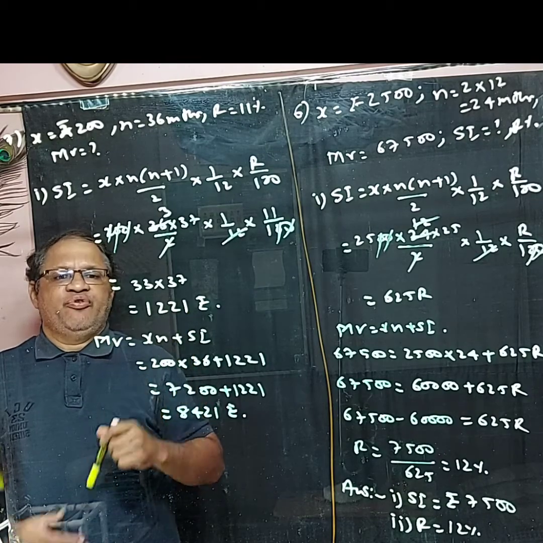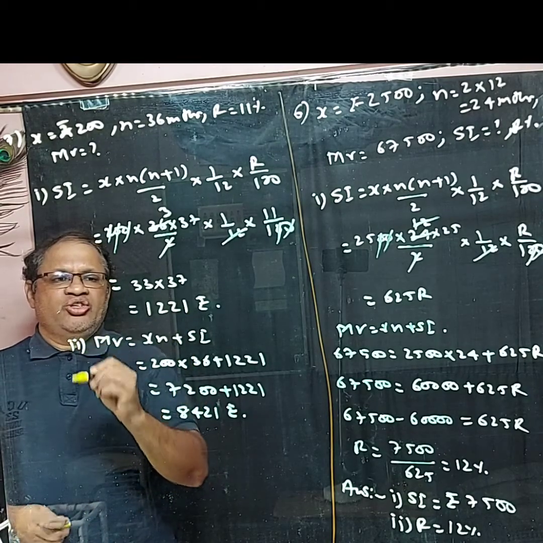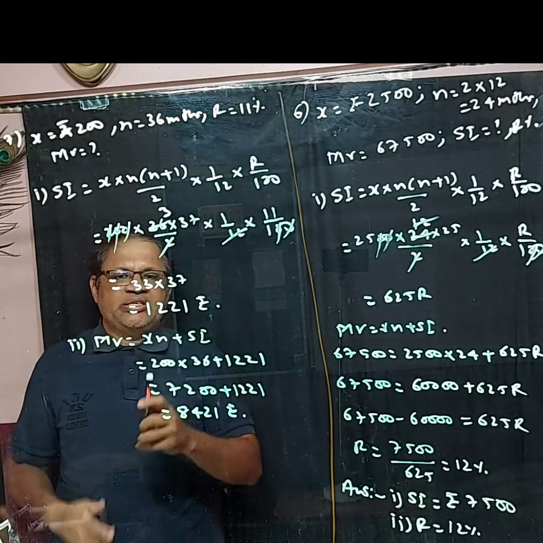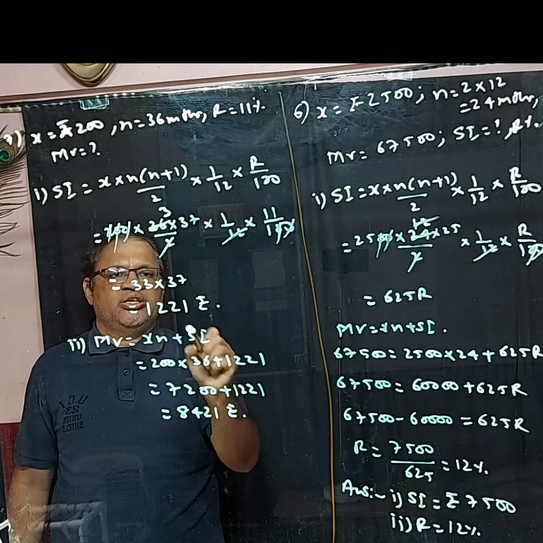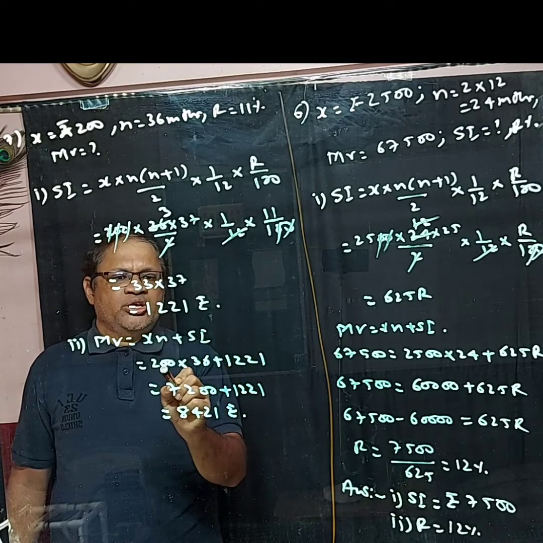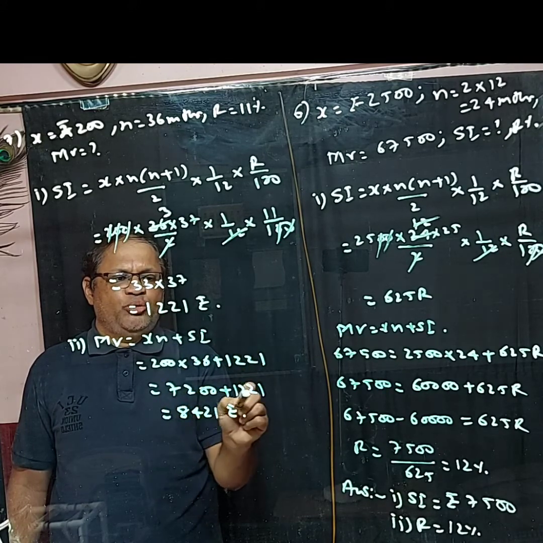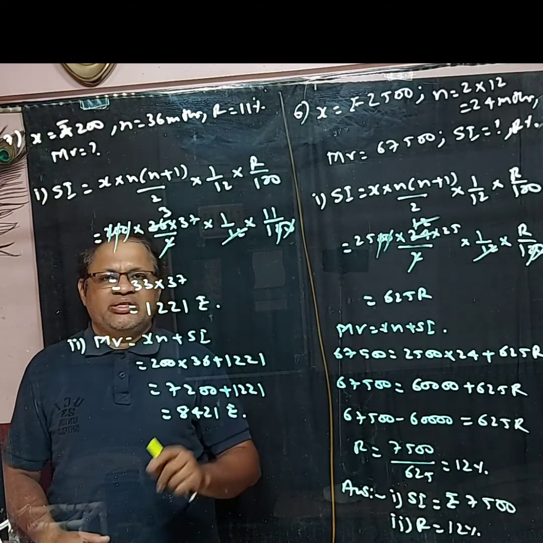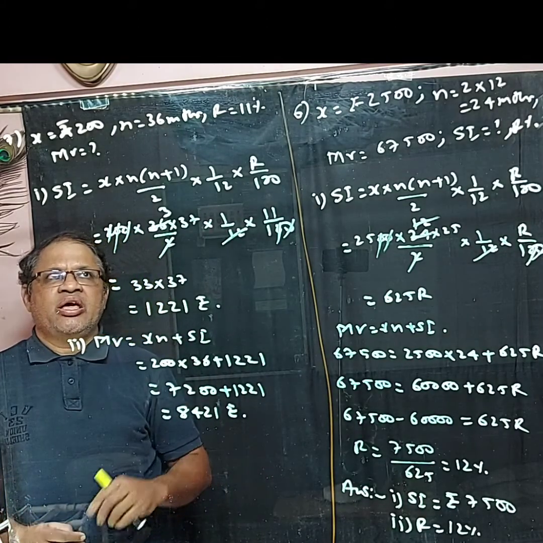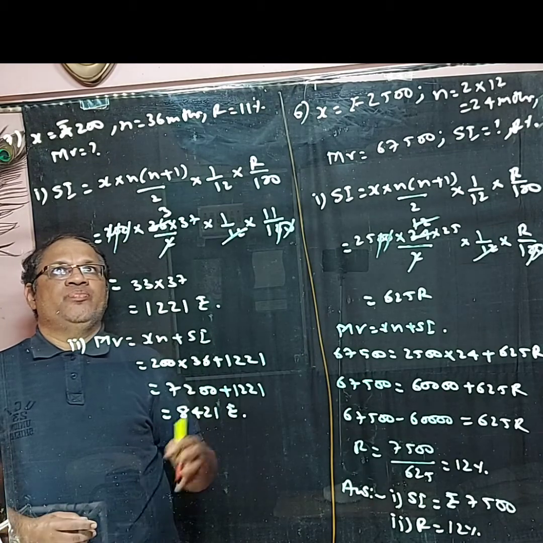Maturity value, the second formula you use: maturity value is equal to X into N plus SI. Substitute the values, that is X is 200, N is 36, plus 1221. 36 into 200 is 7200 plus 1221. Addition comes to 8421. So that is the amount that the person gets at the end of 3 years.